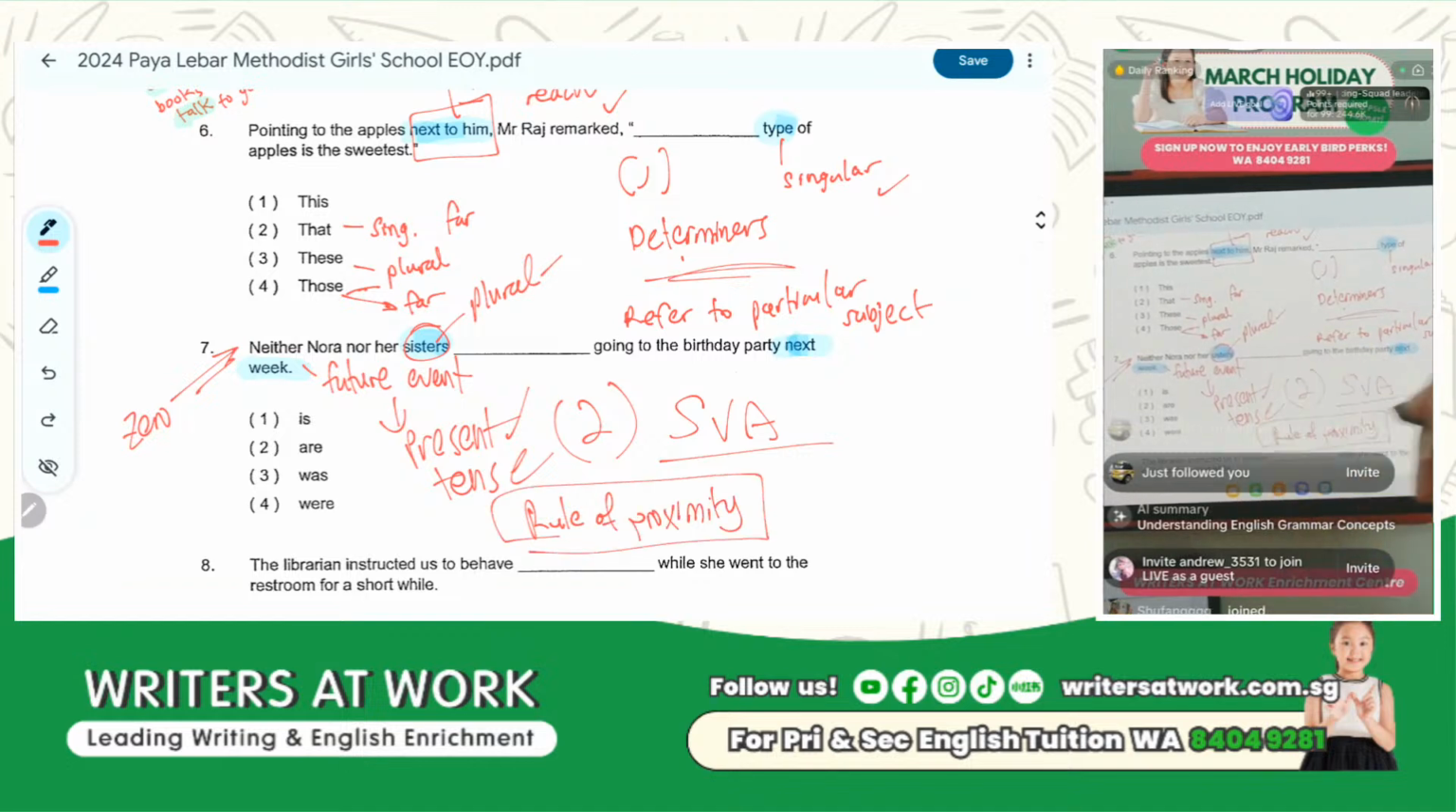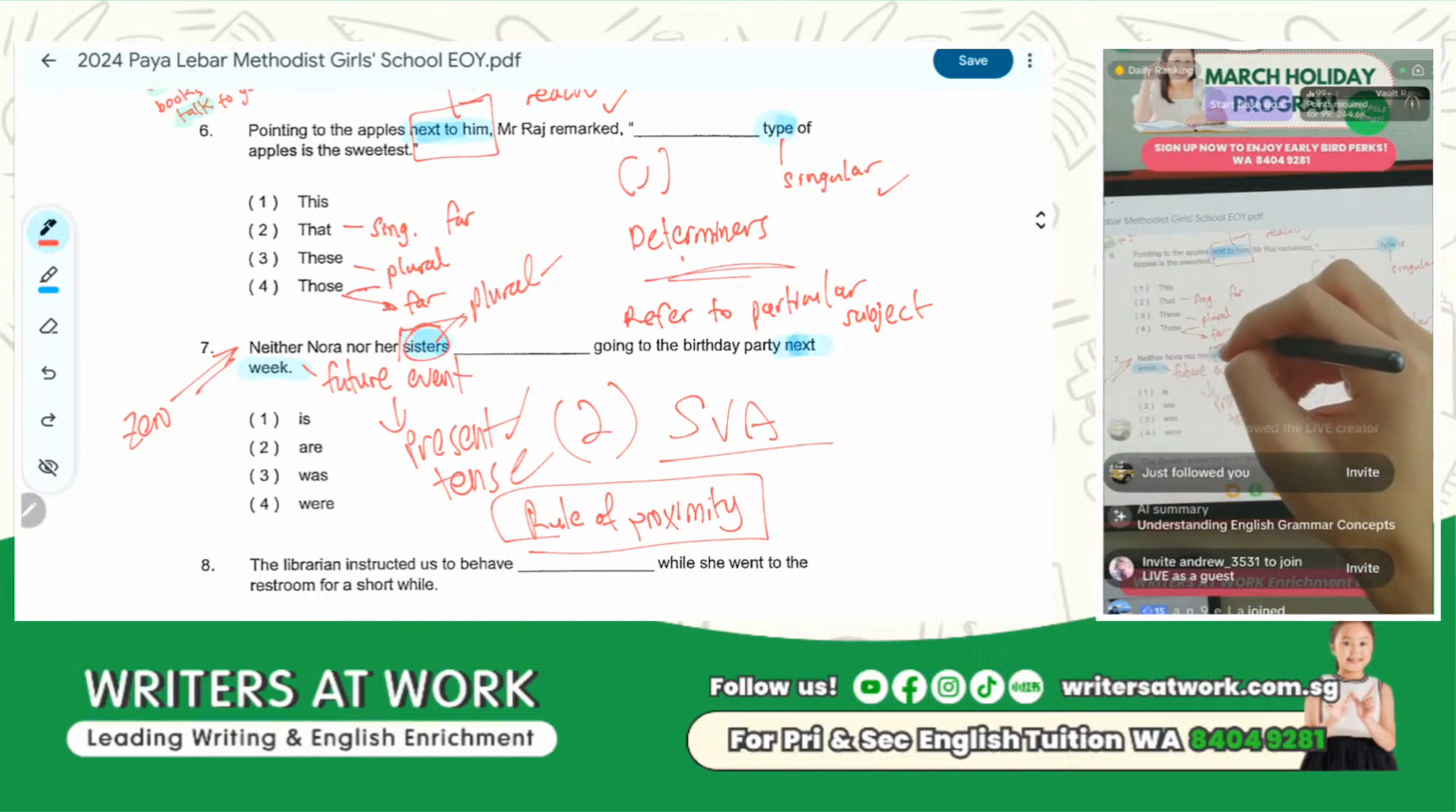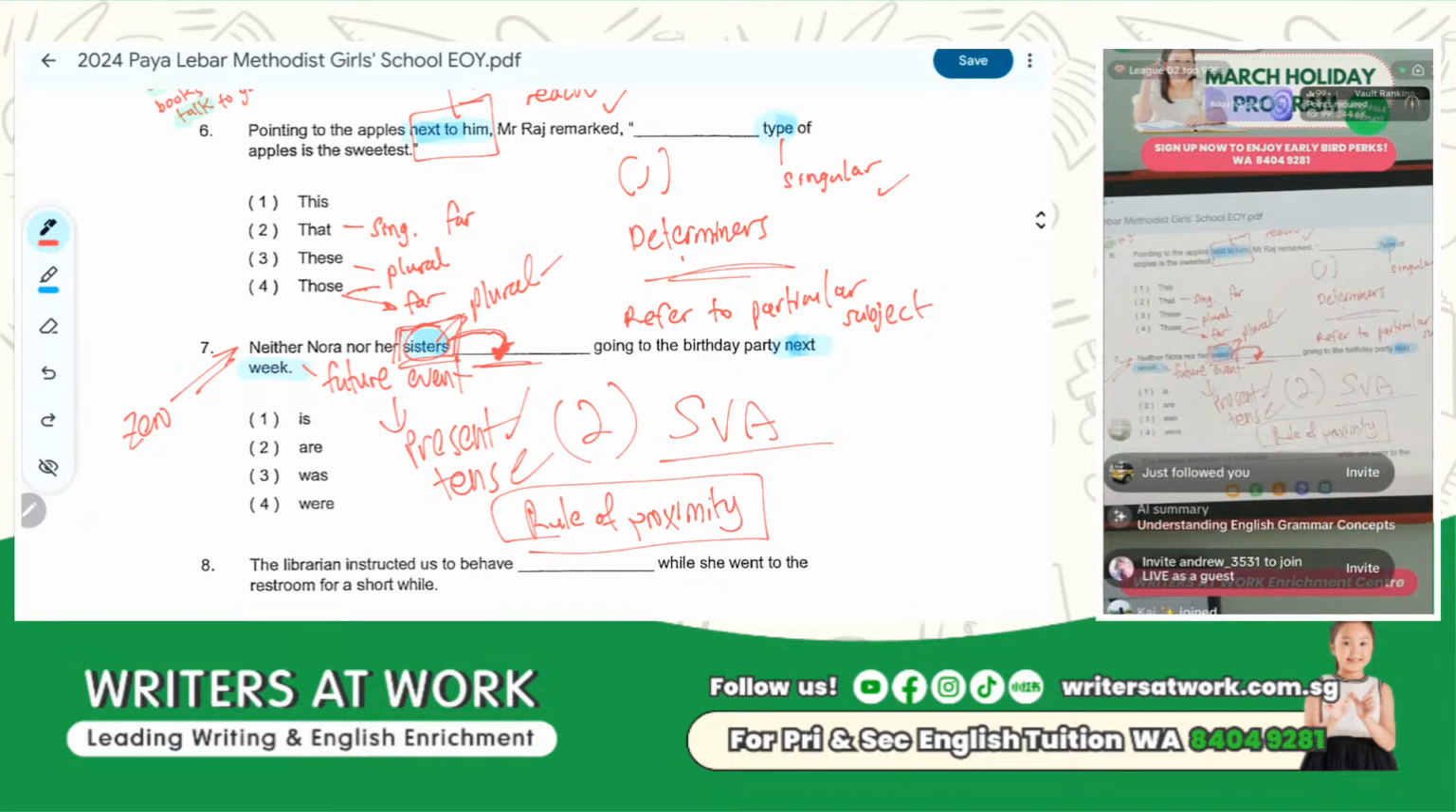In other words, the noun here that is closest to my blank would be the noun that we will take into consideration when choosing the answer. Alright?